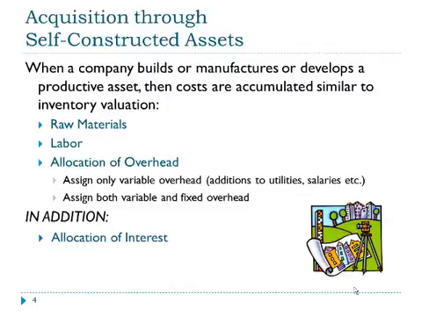Or a company may look at it more broadly and assign both a portion of the variable and of the fixed overhead to those self-constructed assets. Both are acceptable. In addition, there's an item that is unusual for inclusion in assets, and that's an allocation of interest.